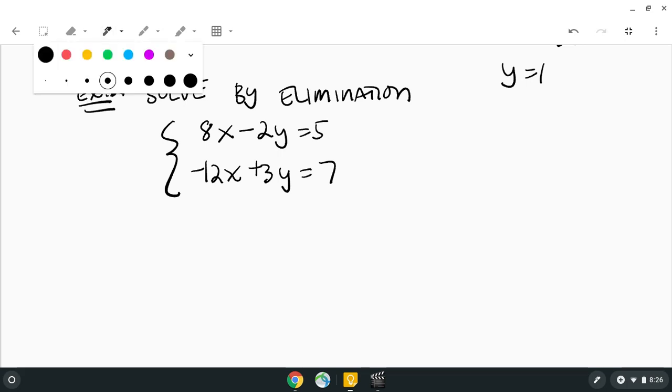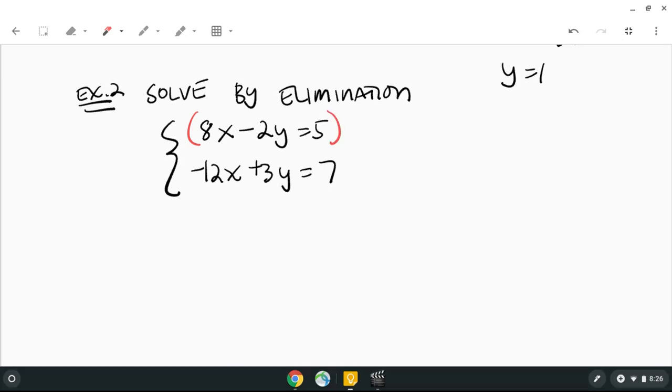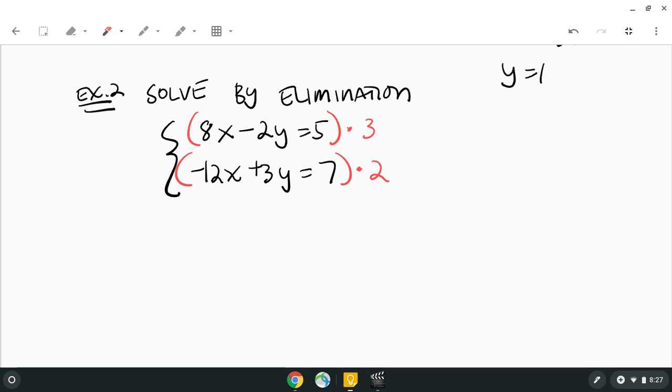Okay, so let's take a look. If I want to do that up here, well, I already have the negative. So I'm going to multiply both sides of the equation by 3. If I do that, I'll get a -6y. And over here, if I multiply both sides of this equation by 2, that will give me a +6y. And then they will be able to eliminate, okay?